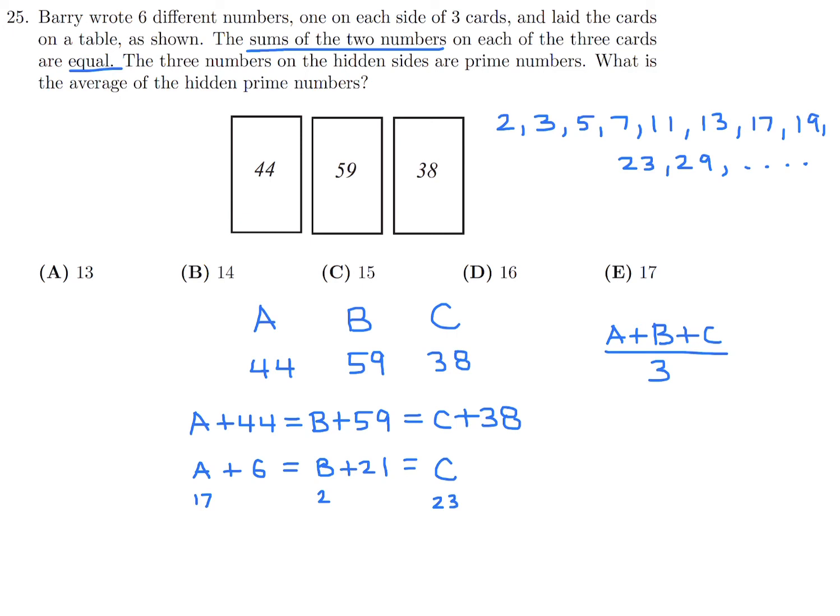So (A plus B plus C) would be 17 plus 2 plus 23, all over 3, if we're taking the average. And that looks like 42 over 3, which is 14. So there you go. Number 25, the answer is B.